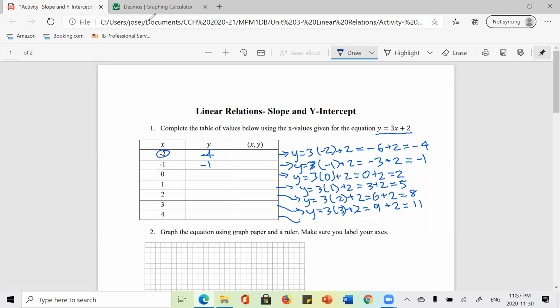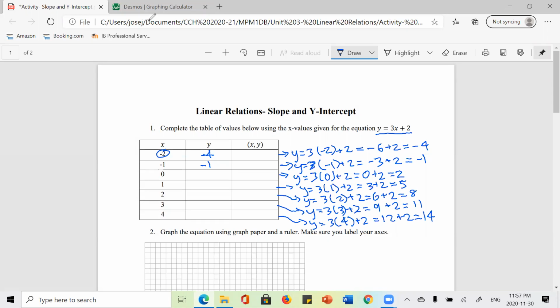And the very last one here, I have y is equal to 3 times 4 plus 2. So all I'm doing is replacing the x value with the x coordinates that I've decided to use. And again, I just picked easy numbers there. So 3 times 4 is 12. And then 12 plus 2 is 14. All right.